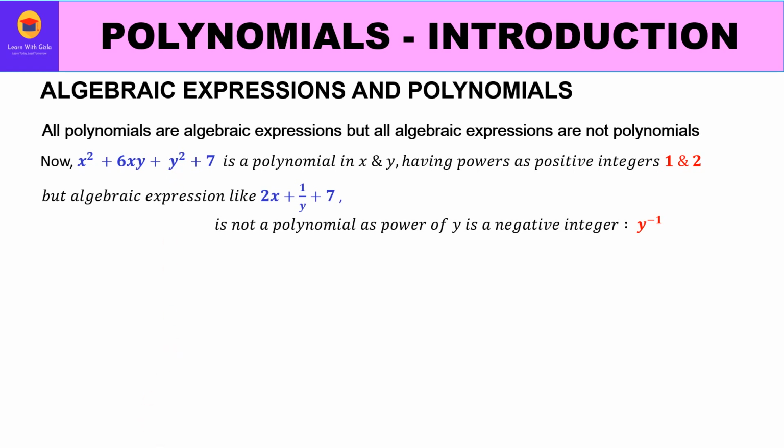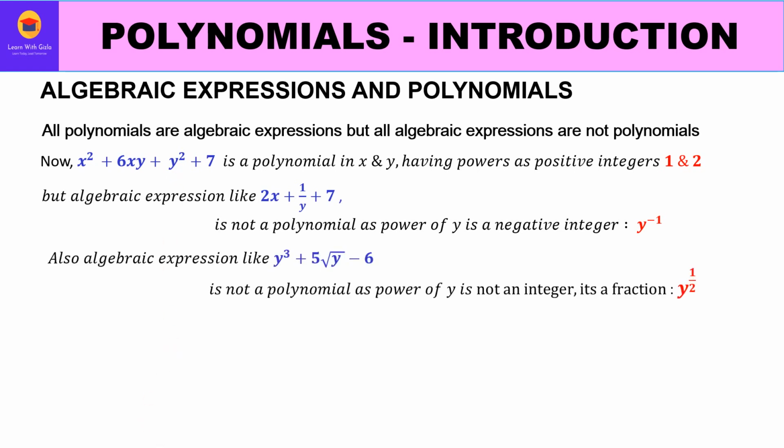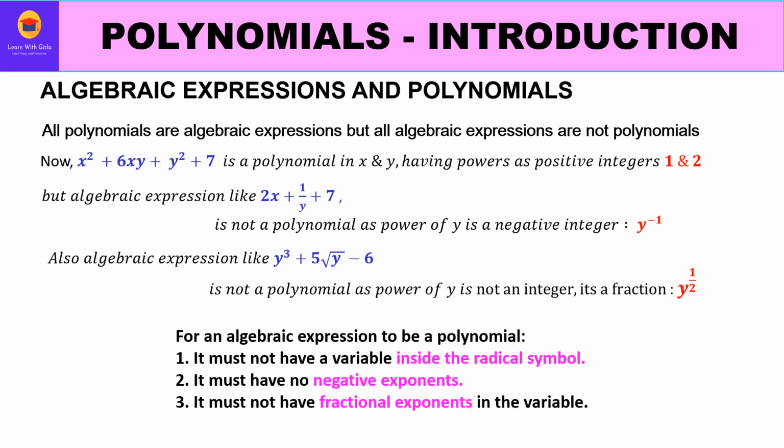Right? Let us take a few more examples. Now over here, the algebraic expression y cube plus 5 root of y minus 6. Again, root of y has the power in a fraction form, y raised to power half, in the exponential form if we have to write. So this is no doubt an algebraic expression, but it is not a polynomial, right?